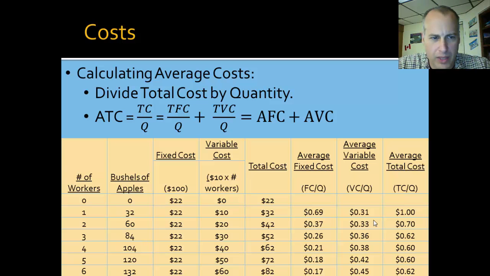So if we look again at what happens with worker number 4, if we hire 4 workers, we pick 104 bushels. This is $22 in fixed cost divided by 104 bushels. If you look at the average fixed cost column, this is associated with 21 cents per apple in fixed costs. The variable costs, we've got $40 in variable costs divided by 104 apples, is about 38 cents per bushel in variable costs. Add those two together, and with a little bit of rounding error, we get 60 cents on average per bushel in average total cost.